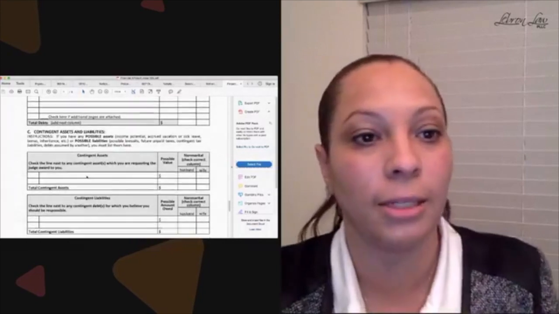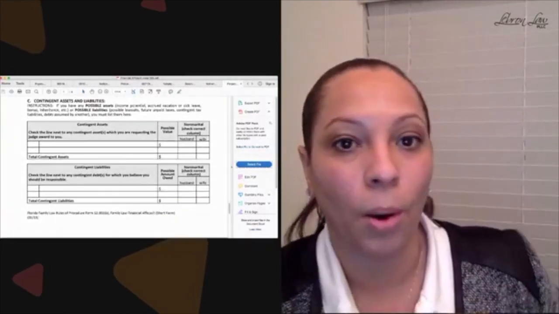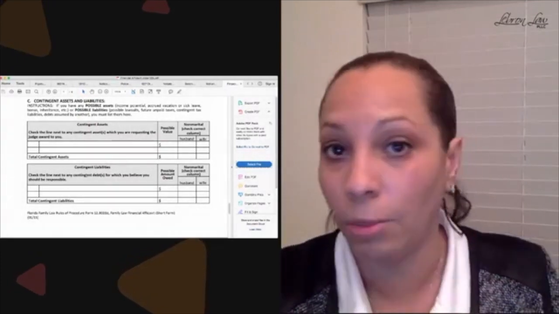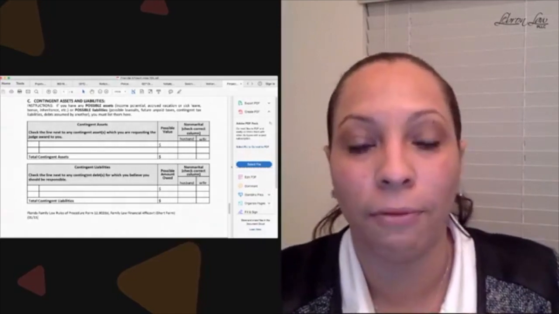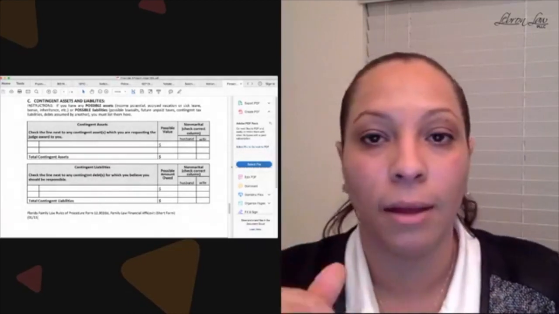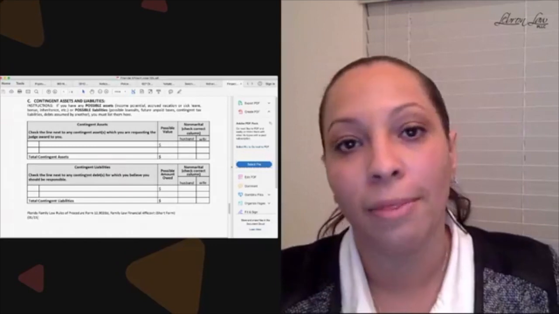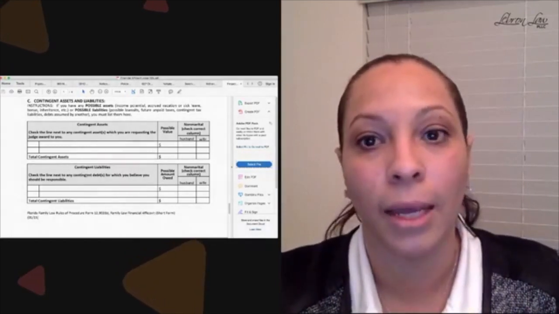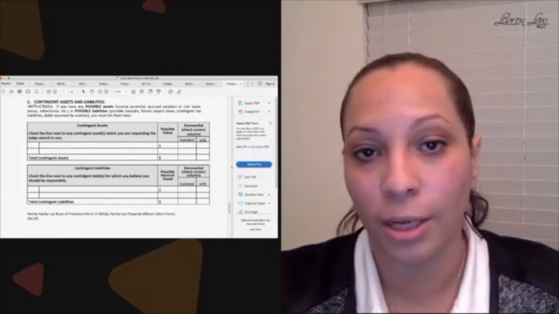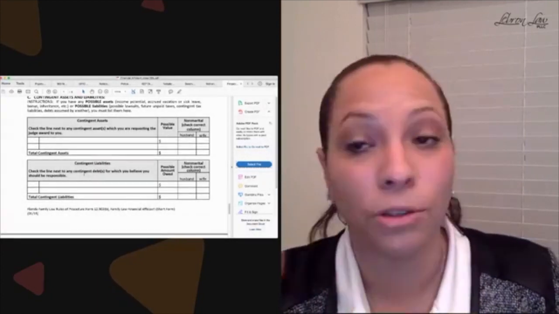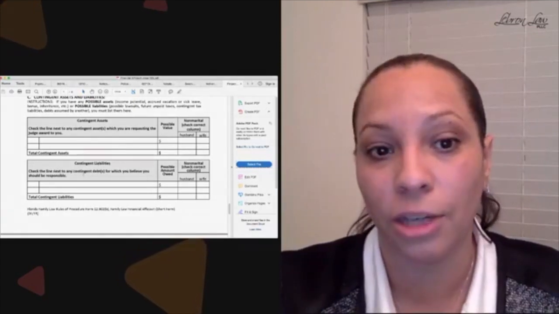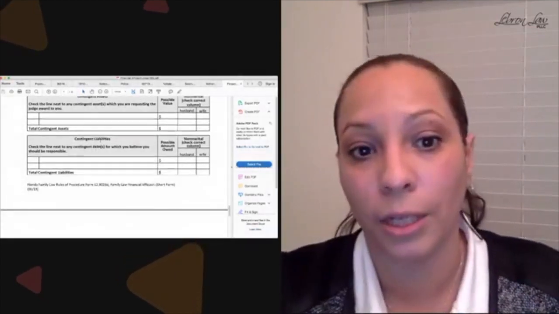Contingent assets and liabilities, section C. If you are aware that there's a possibility that some income will be coming to you, for example, if you are entitled to accrued vacation pay or sick leave pay that you haven't used and it's going to be paid out to you, that will be considered a contingent asset. Okay, if you are expecting an inheritance or something of that nature, that would be a contingent asset. If you filed your taxes and are expecting a refund but haven't received it yet, that refund is a contingent asset. And the same goes for your contingent liabilities.